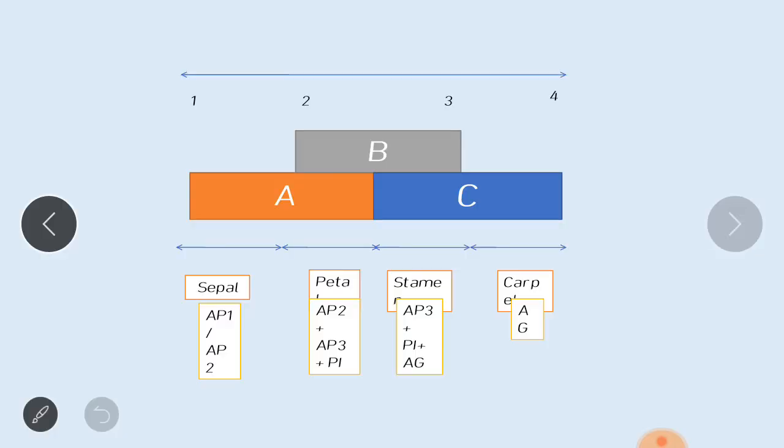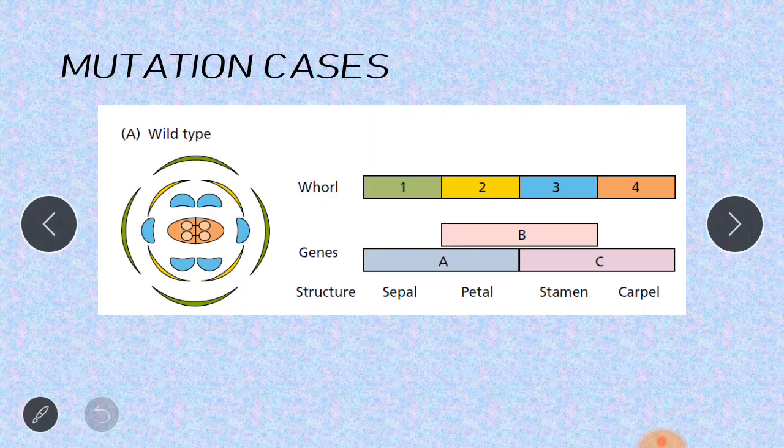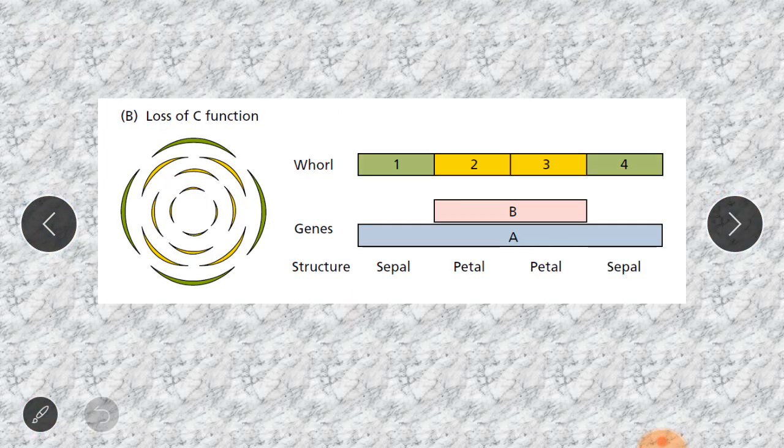Now this is the normal case we have seen, the wild type phenotype. Here class A is responsible for sepal, class A plus B is responsible for petal, class B and C are responsible for stamen, and class C individually is responsible for carpel. Now first let us talk about the mutation cases that you have to remember.